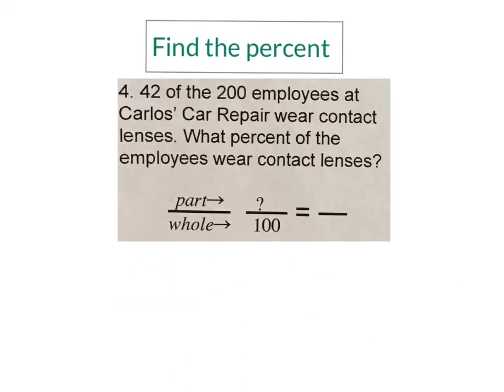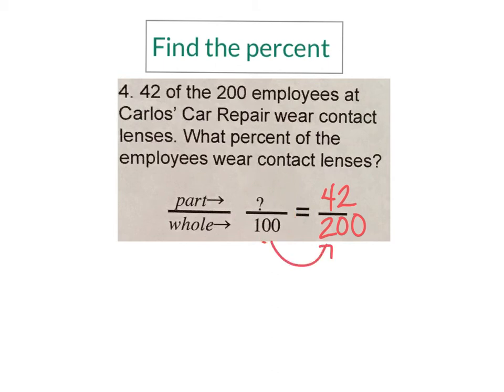42 of the 200 employees at Carlos's car repair wear contact lenses. What percent of employees wear contact lenses? So again, we're solving for the percent, that ratio to 100. We know that 42 out of the whole 200 wear contact lenses, and so I can fill in that part. And then I'm going to use some mental math.